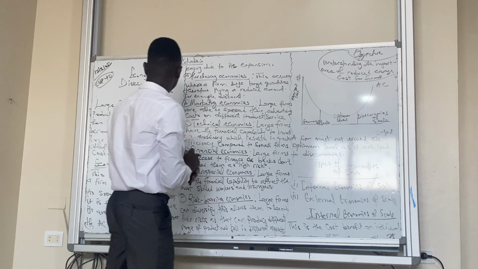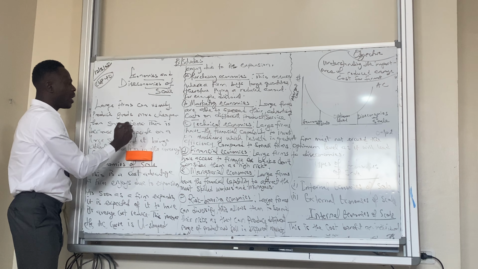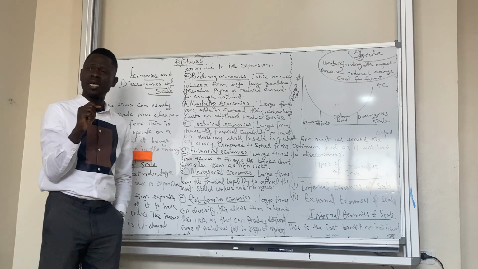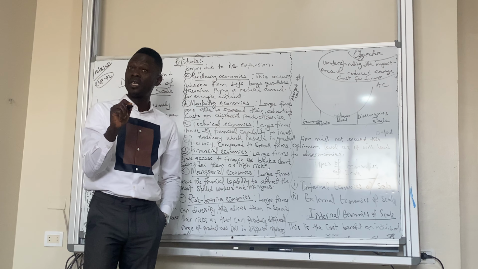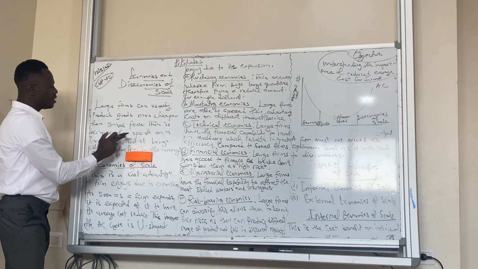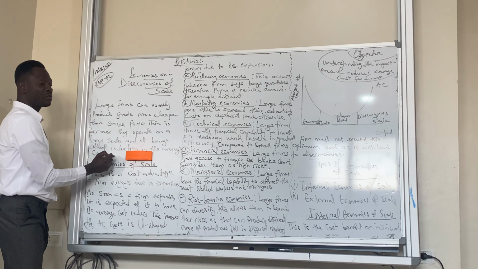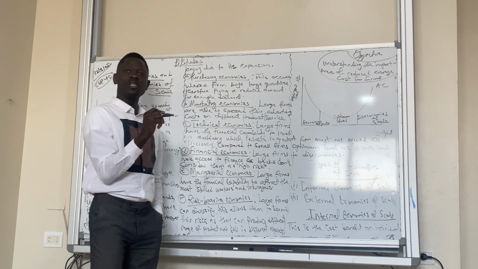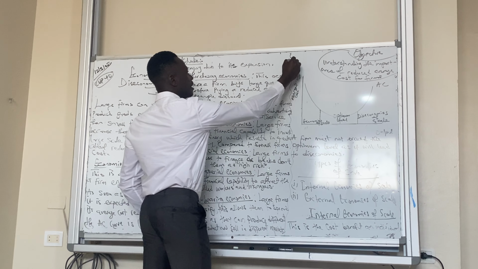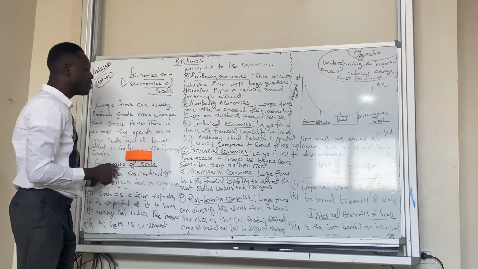So I'm going to read further. Large firms can usually produce goods cheaper than small firms. Why do they produce goods cheaper than small firms? This is because they operate on a larger scale, and it brings about a reduction in the average cost of production. So, because you operate on a large scale, your AC is expected to fall at any point in time. So that brings us to economies of scale.